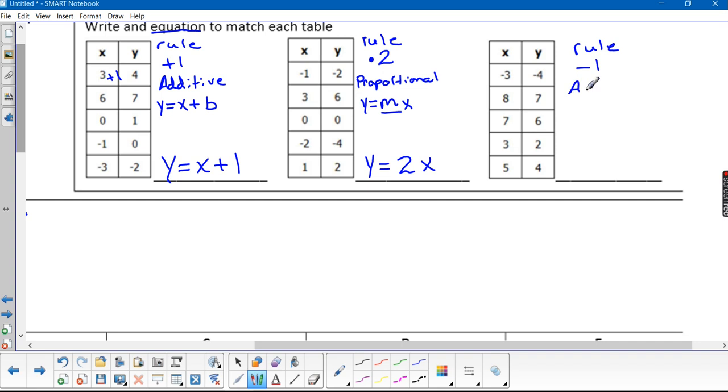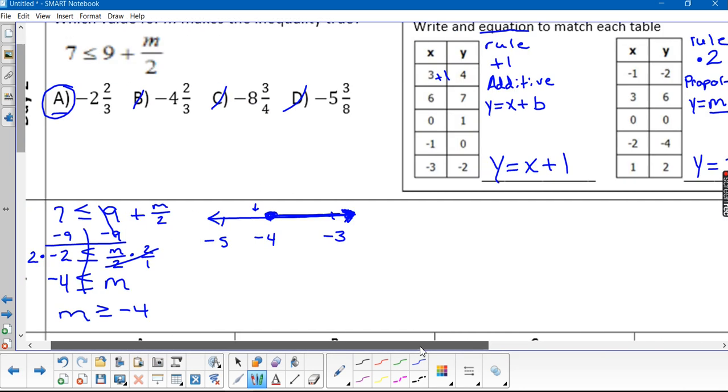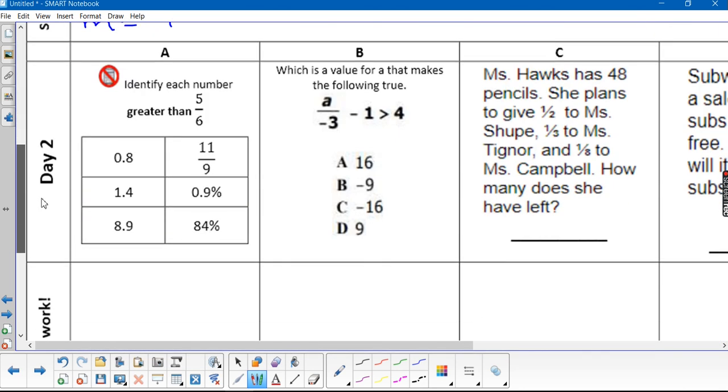I know that this is additive, which I know it's got to look like this. And sometimes I think we should write that as plus or minus b. Either way, it's good to go. Some of you are going to want to write this as y equals x plus a negative 1. And that's fine as long as you're able to recognize that that is the exact same thing as y equals x minus 1. Good.